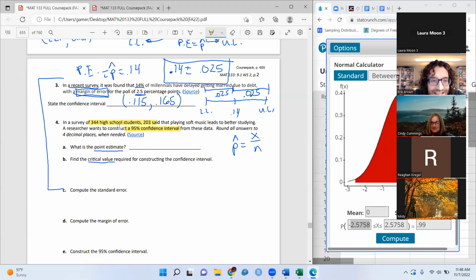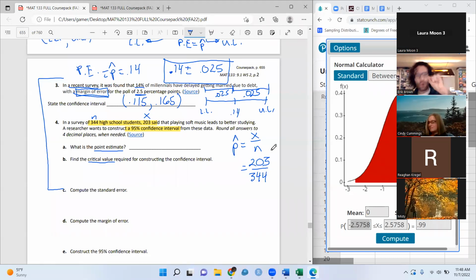So there you go, that's it. The 203 is the proportion of the people that we're talking about. Is that more of how I should look at it then? Well, the 203 is the X, not the proportion. And the 344 is the N, which is the sample size. And we're finding the proportion. Yes, and we can make the p hat, the sample proportion, from that.